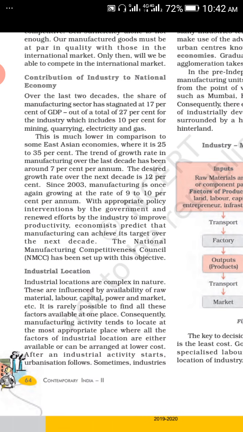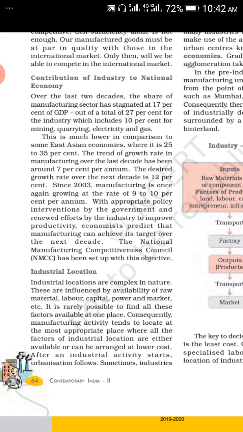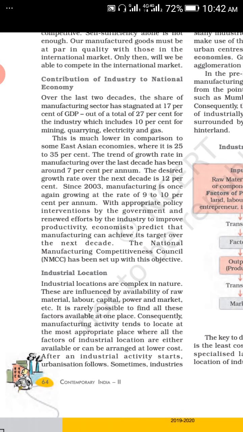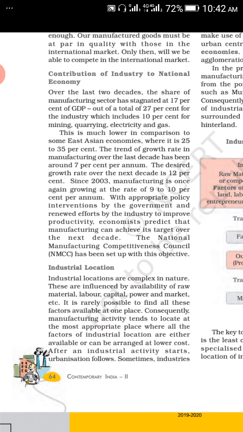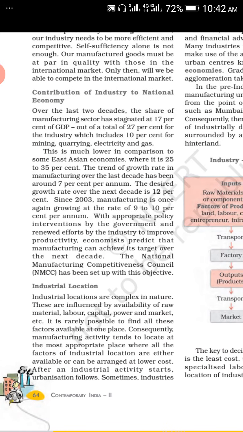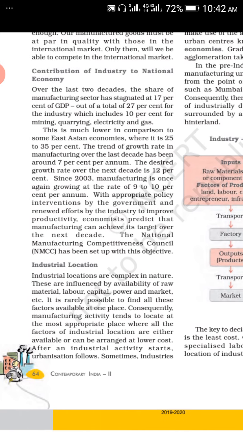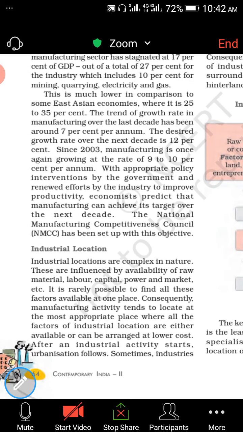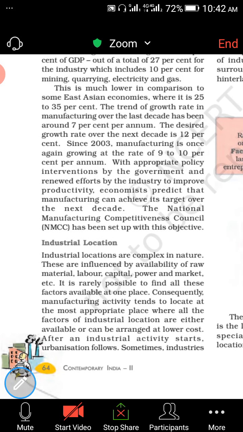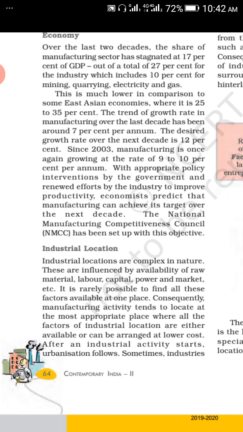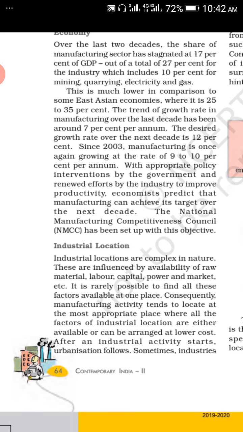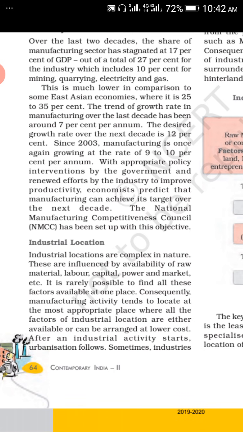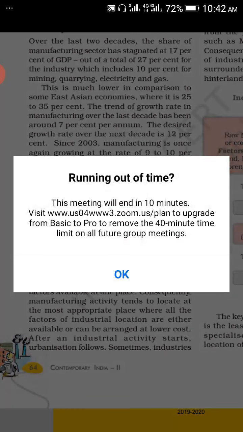So obviously, manufacturing is the important thing. In the future we can develop more, and with the policies of the government and renewed efforts by the industry, things can be improved. When it is improved, people can again develop their economic condition. A book mentions a prediction that manufacturing can achieve great growth over the next decades. But presently, we can't say about this situation. Why? Because of the pandemic situation.